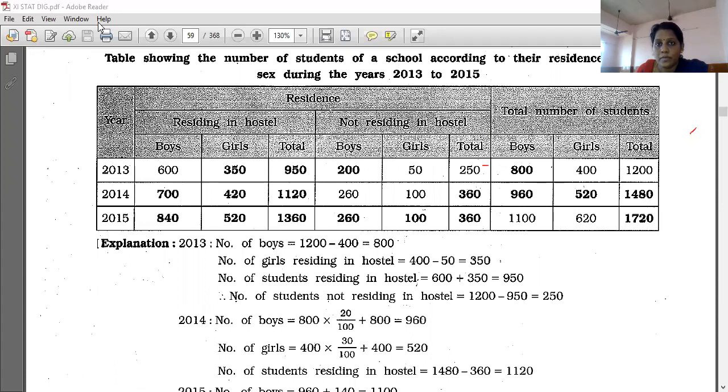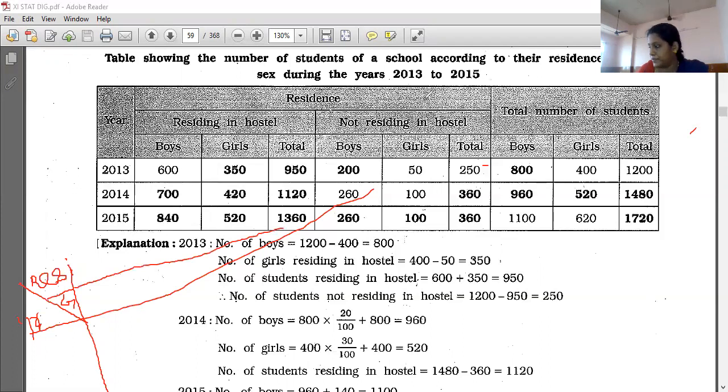I will show you. Like this. So here you can write year. Here you can write residence. And here you can write gender. Okay, so the column goes like this.